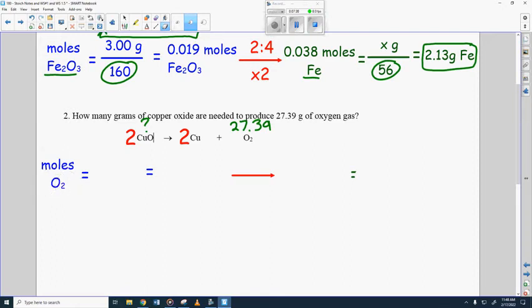So that's going to be mass over formula weight. So that's that 27.39. And what do I divide that by? It's 32, right? Because oxygen's formula is O2. There are 2 oxygens there. Nicely done, Samaya. So I plug that in. 27.39 divided by 32 is 0.086. And what are the units on that?